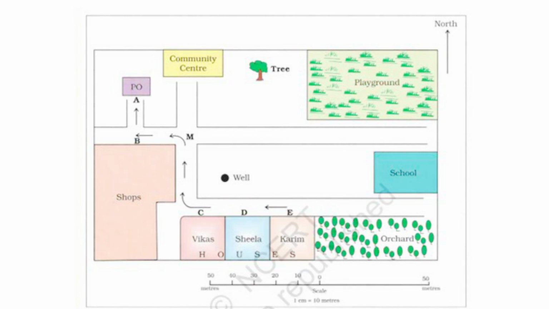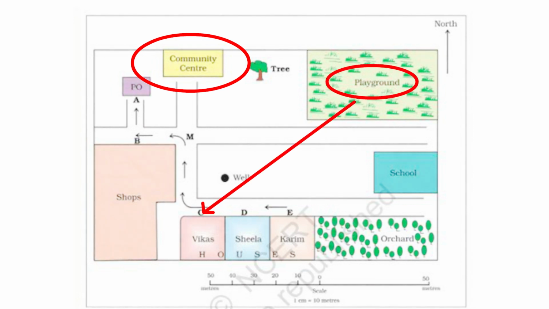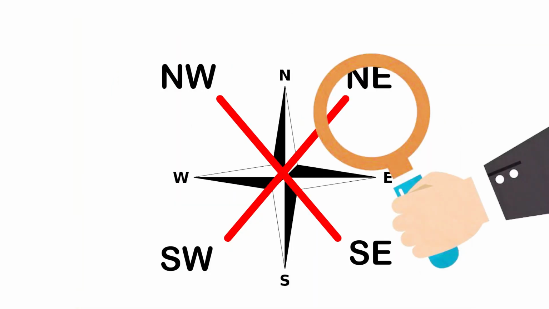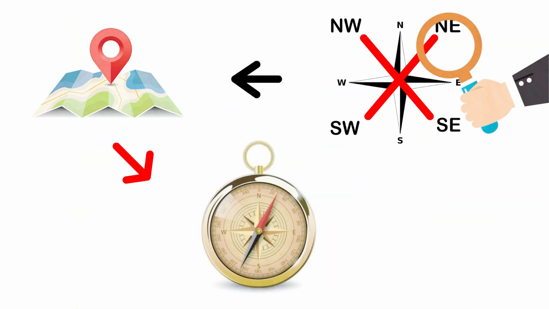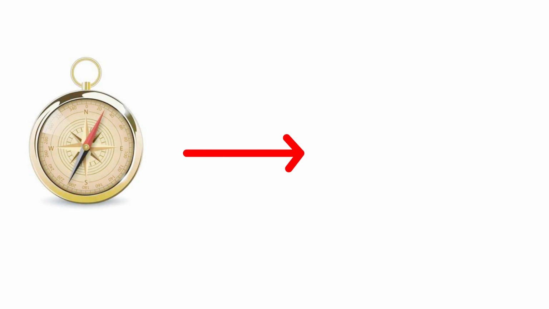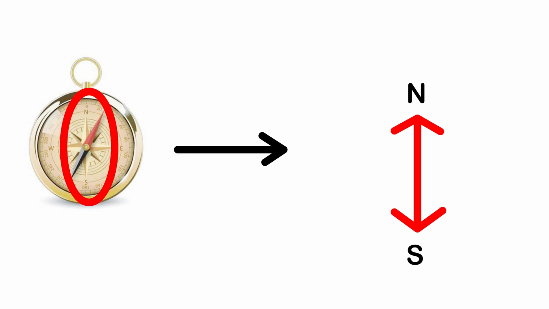Find out the following directions from the figure. A. The direction of the community center and the playground from Vikas's house. B. The direction of the school from the shops. We can find out the direction of a place with the help of a compass. It is an instrument used to find out main directions. Its magnetic needle always points towards the north-south direction.